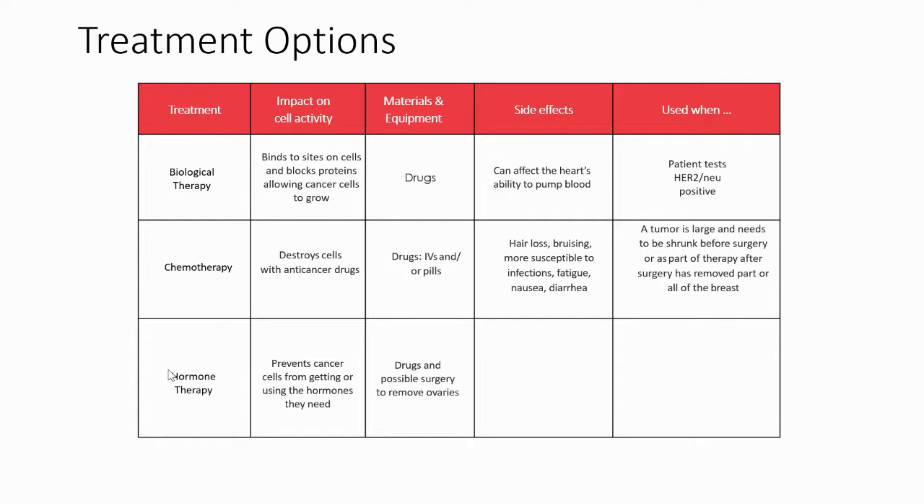The next is hormone therapy. This prevents cancer cells from getting or using the hormones they need to continue to grow. This is also drugs and possibly surgery to remove the ovaries. The side effects of hormone therapy, though, are symptoms of menopause. And again, the patients have to test positive for estrogen and progesterone receptors.